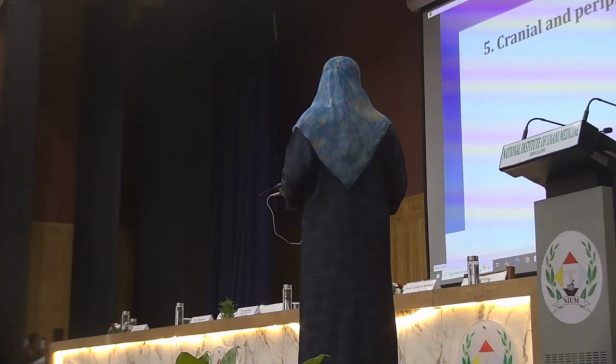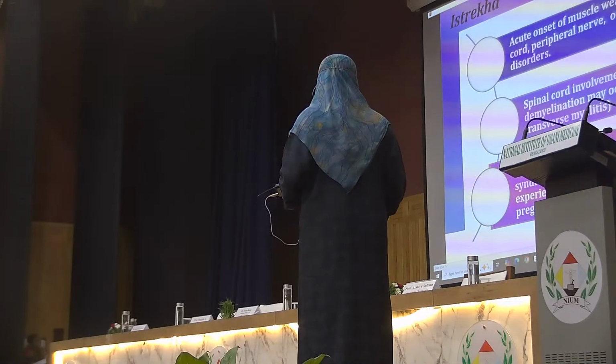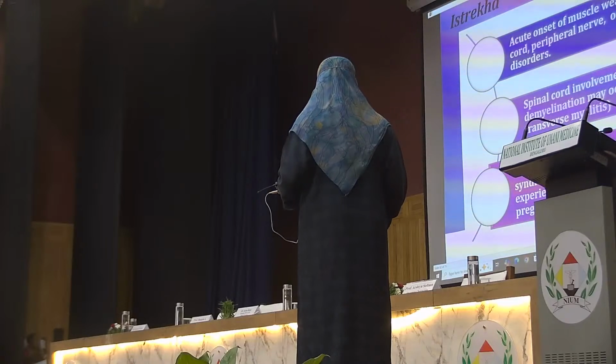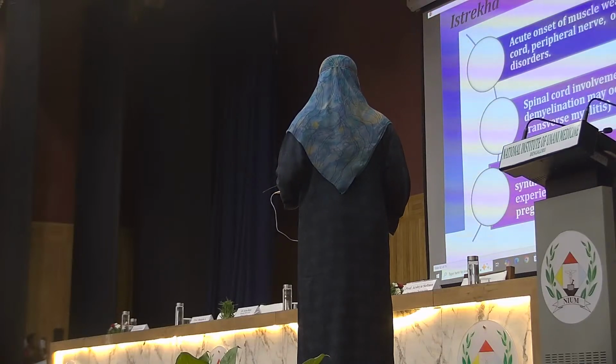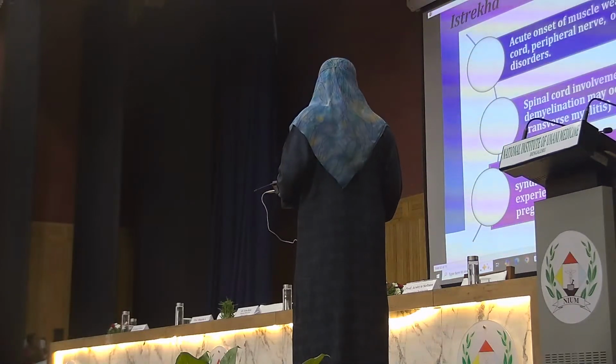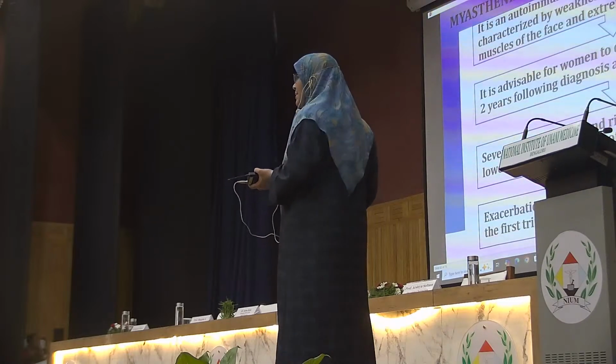Cranial and peripheral neuropathies. Again, we can see acute onset of muscle weakness may result from spinal cord, peripheral nerve, or neuromuscular junction disorders. Spinal cord involvement due to trauma or demyelination may occur. Peripheral neuropathy due to GB syndrome or porphyria may occur, and some patients may experience a worsening of myasthenia gravis during pregnancy. So the most important disease which we have to discuss during pregnancy is myasthenia gravis.